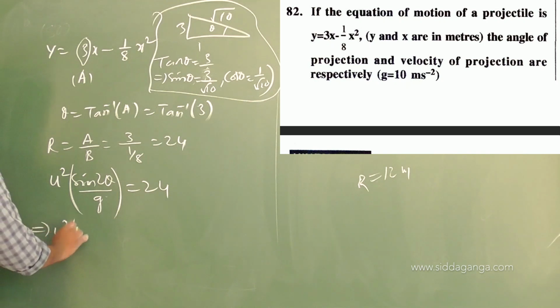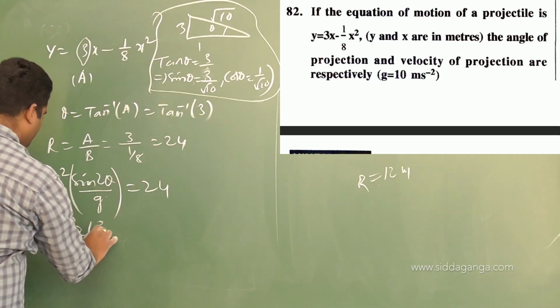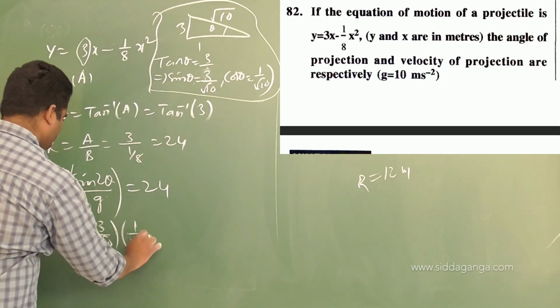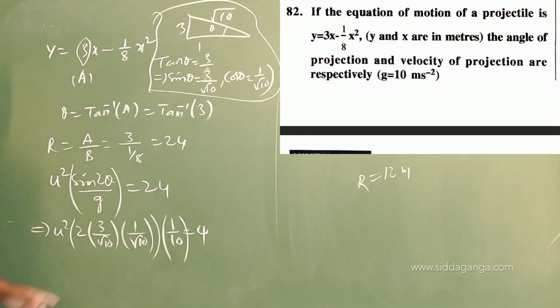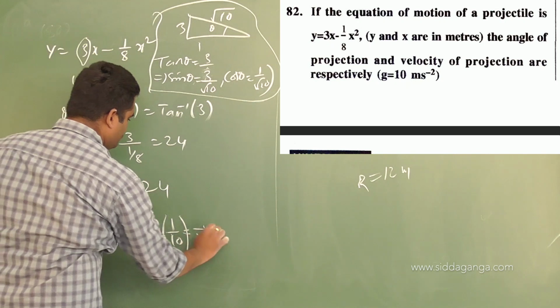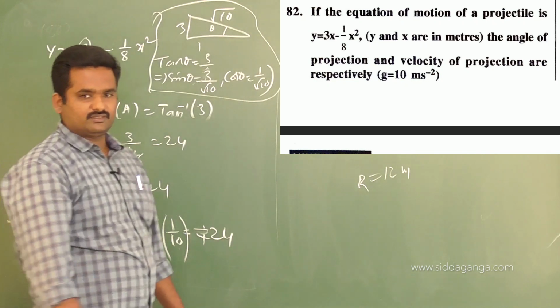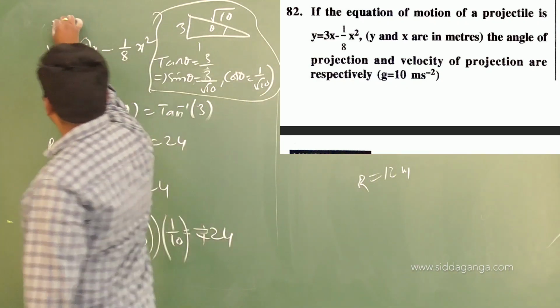So u square into 2 into sin theta, 3 by root 10, into cos theta, 1 by root 10, into 1 by g, that is 10, equals 24. Root 10 into root 10 is 10. This value equals 24, they have given. You solve for u in this equation, calculate the value and you will get some number. That is problem number 82.